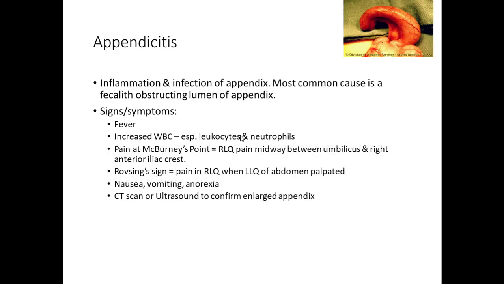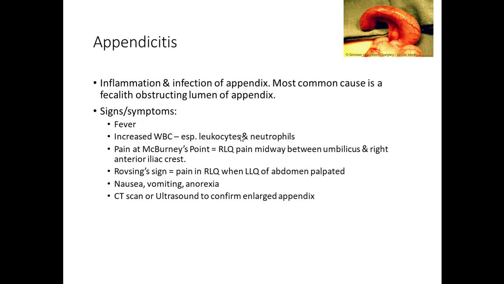Appendicitis is the inflammation and infection of the appendix. A lot of the time the cause is a fecalith, which is basically a hard piece of stool that obstructs the lumen, the opening of the appendix. When that lumen is obstructed, pressure builds up in the appendix, and that pressure restricts the blood flow. So it can become necrotic, it can be infected, you name it, but there's usually some type of inflammation that is causing severe pain.